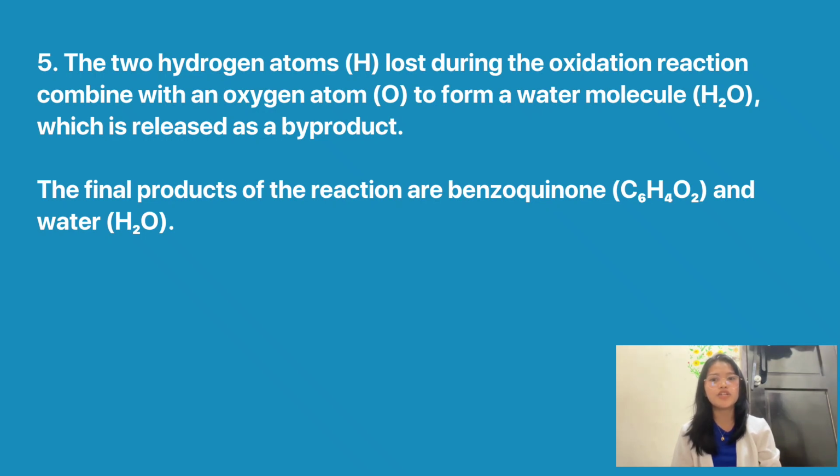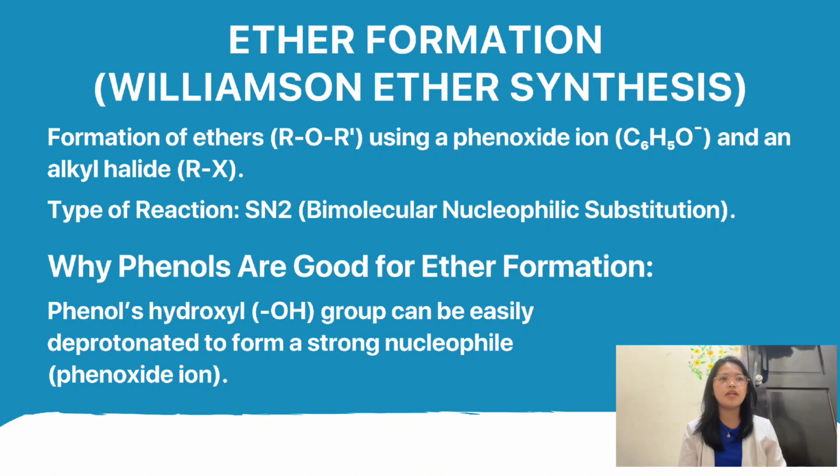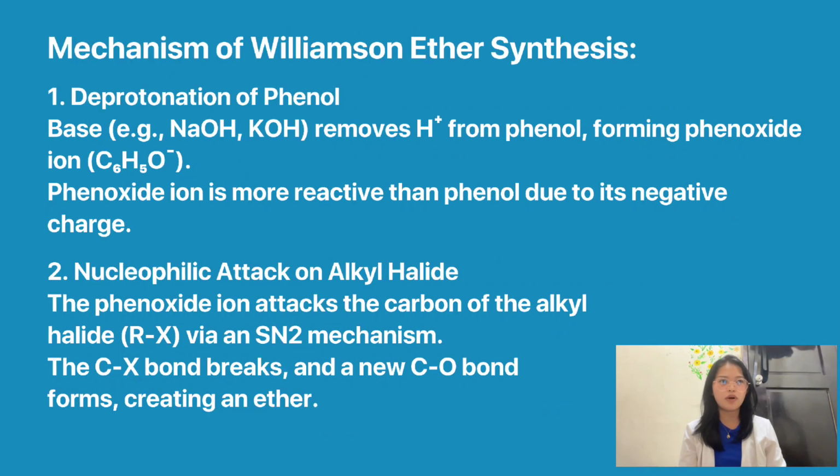This oxidation reaction is an important process in various biological and industrial applications, including the synthesis of quinones and the degradation of organic pollutants. Here's a step-by-step explanation of the Williamson ether synthesis for each example. Synthesis of anisole. Starting materials: phenol and methyl iodide are the starting materials.